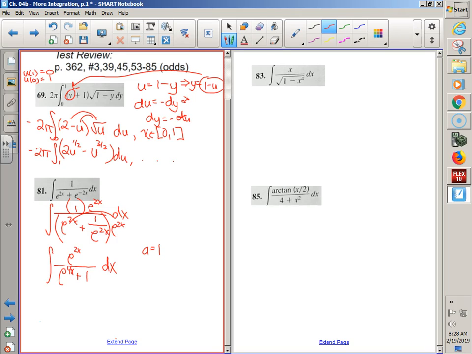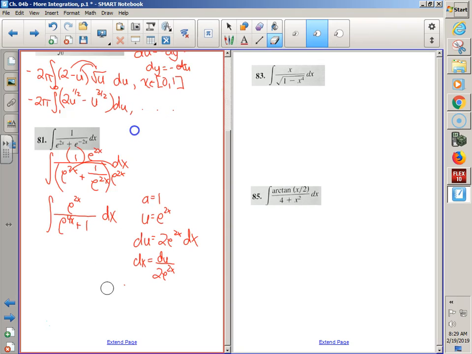Inverse trig? There's no square roots, so it can't be arcsine or arcsecant. The only other one is arctangent. Arctangent says u squared plus a squared. Who's u squared? e to the 2x got squared to become e to the 4x. Oh my goodness, du is equal to 2 e to the 2x. I see him. So then we end up with dx is equal to 2 du over 2 e to the 2x.